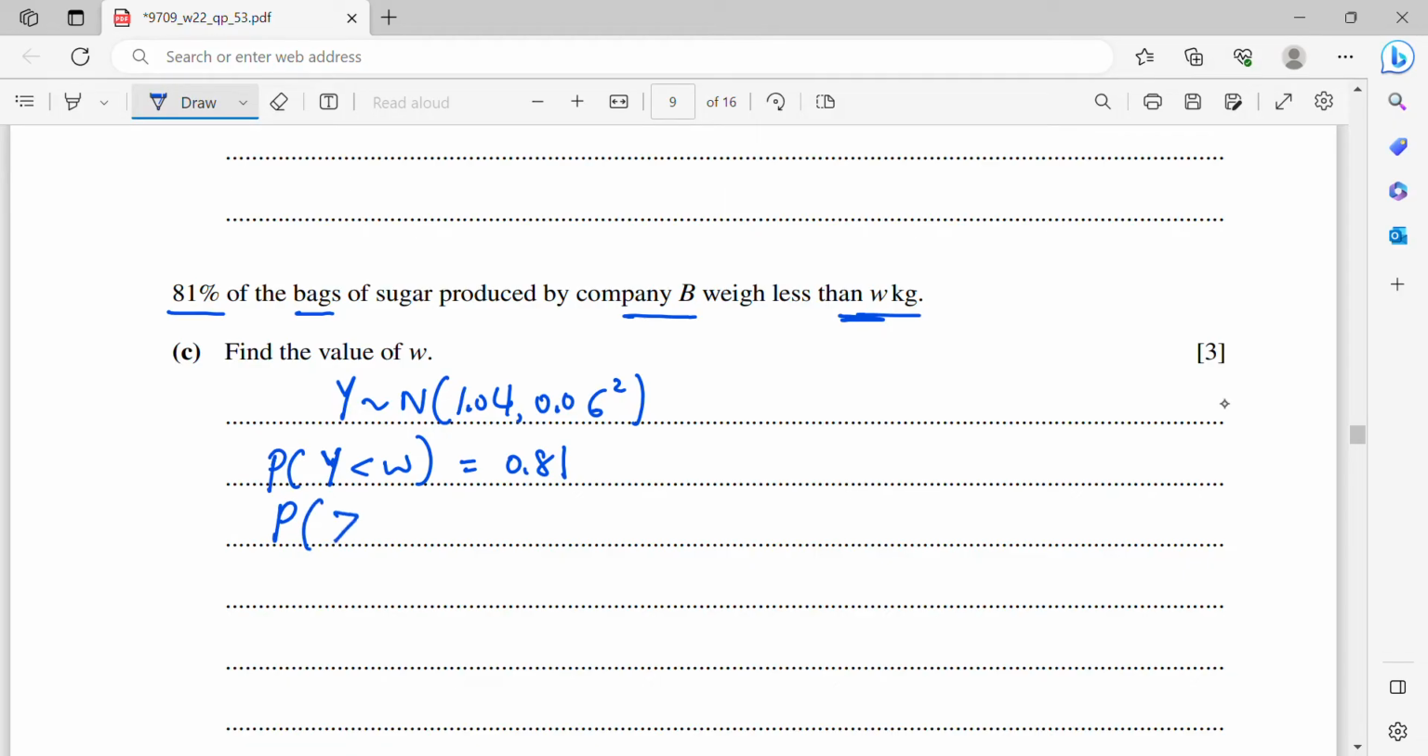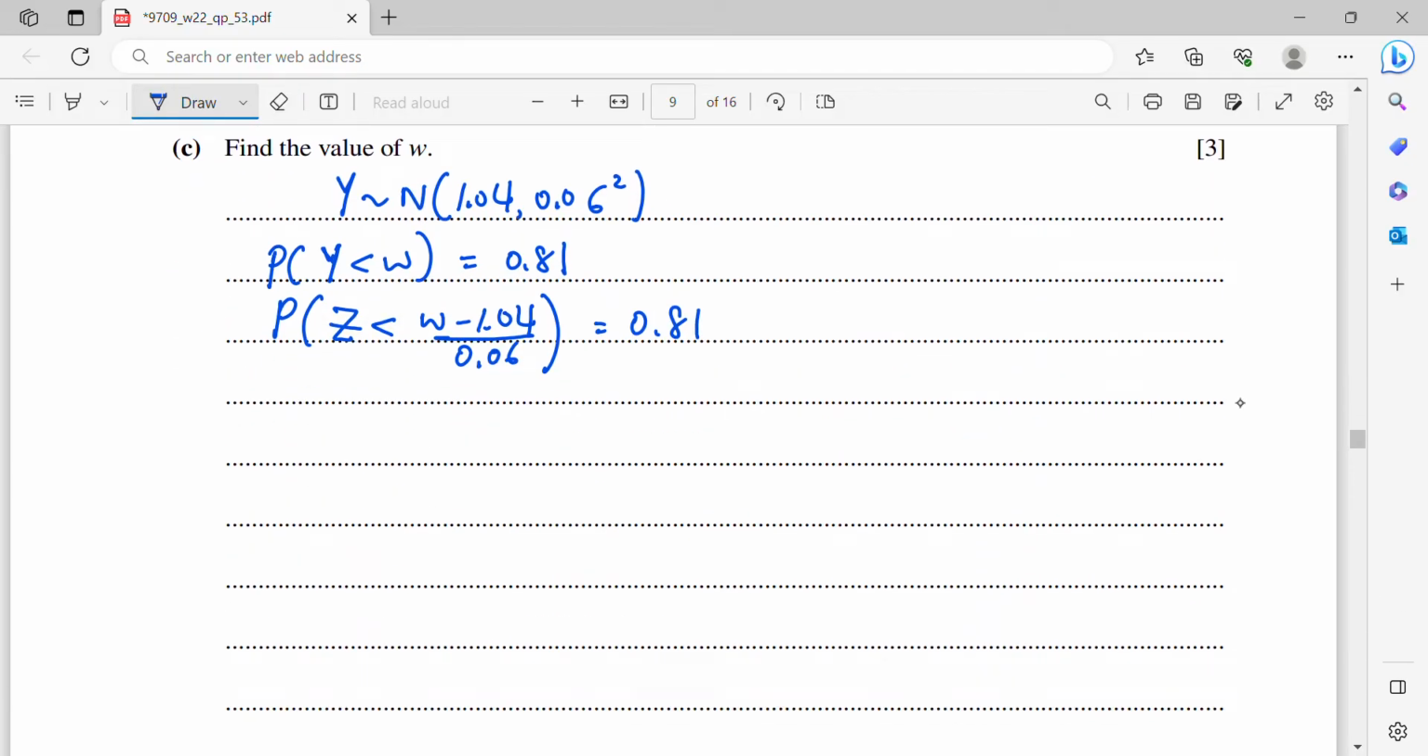So, first of all, standardize it. W minus 1.04 over standard deviation 0.06. Then the probability is given 0.81. Okay, so now, once you have standardized it, we need to sketch a graph. So now, if you have no idea where this Z value is, you can just check when it is less, because Z less than. So when it is less than 0, this probability is only 0.5, because it divides equally for the graph.